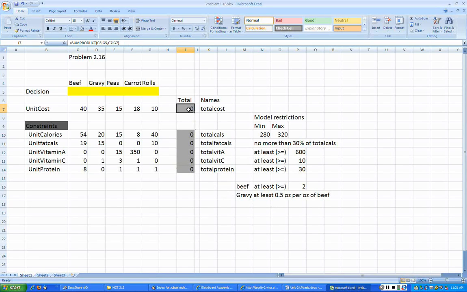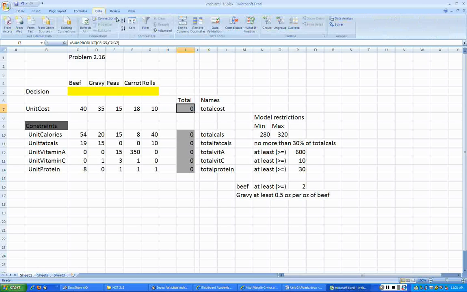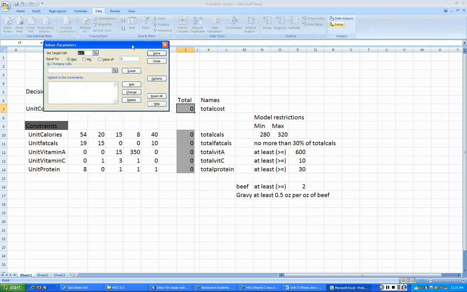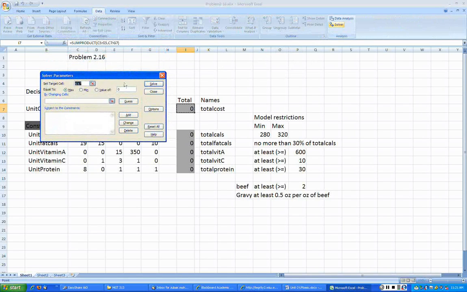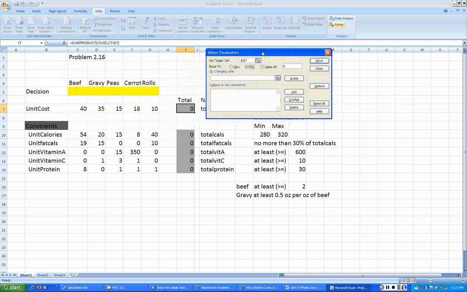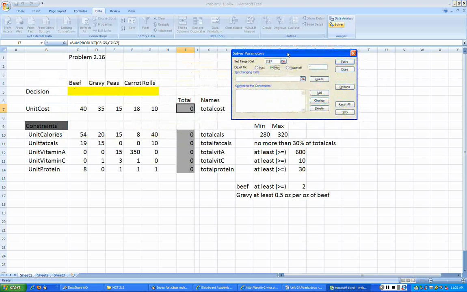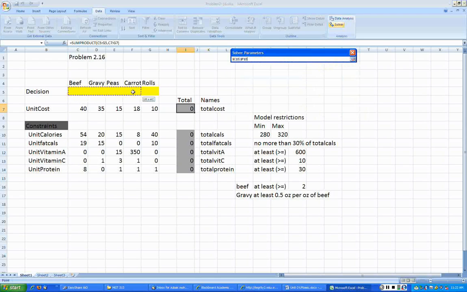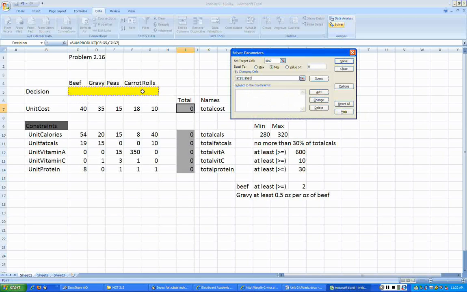Go highlight, make this cell my target, click on data, click on solver. Let me bring it down close there. My target is not to maximize my price, but to minimize. Check on that one. And my decision is, now you can type in the decision, or you can just go and highlight that one. I could type in decision here. That's fine. It still is going to pick up that information.